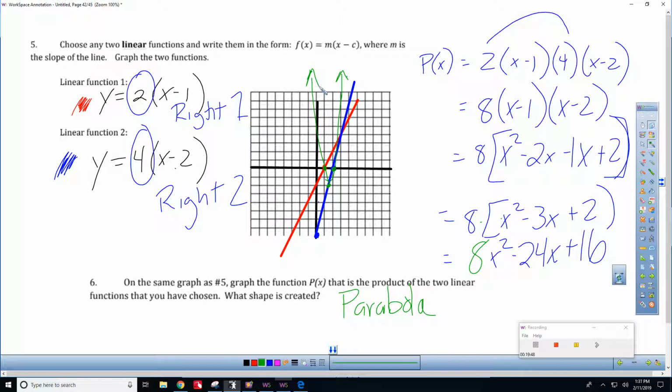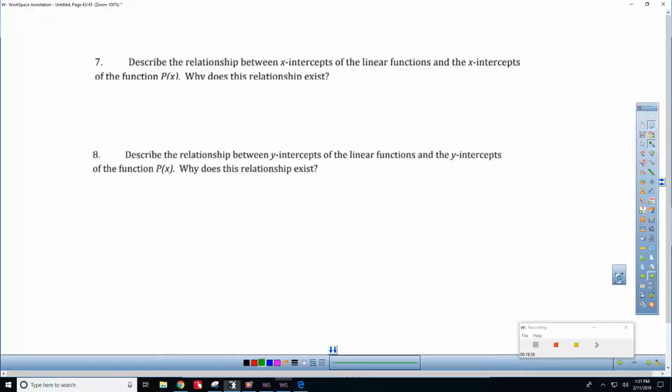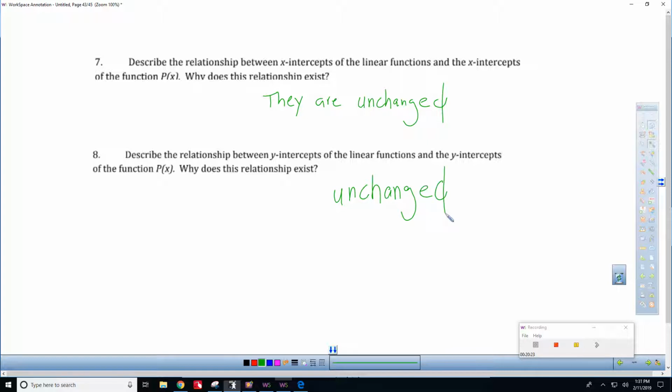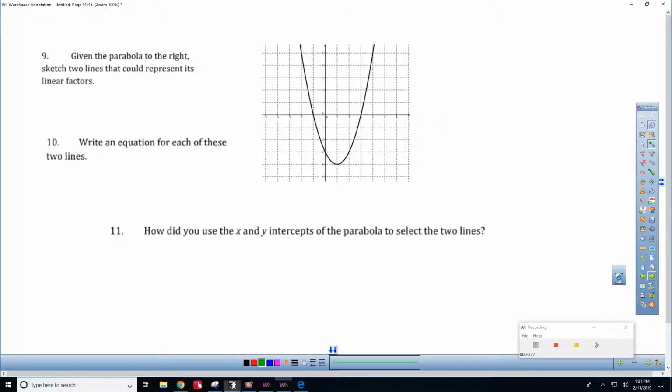But now I can answer the question. It's a parabola, okay? Describe the relationship between the x-intercepts. Unchanged. Describe the relationship between the y-intercepts. Unchanged, right? And I'm just going to leave it at that because this video is already too long. We're going to keep going.